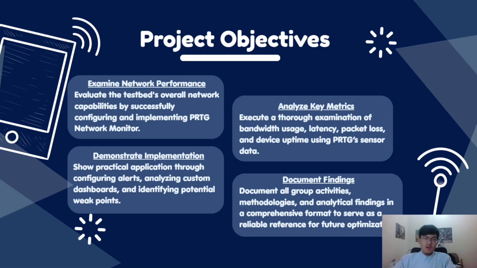The objectives of our project are to examine the network performance by evaluating the testbed's overall network capabilities by configuring and implementing PRTG Network Monitor. Next is to analyze all the key metrics by executing a thorough examination to find the bandwidth usage, latency, packet loss, and device uptime using the PRTG sensor data.